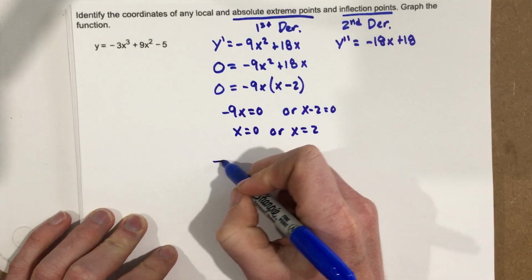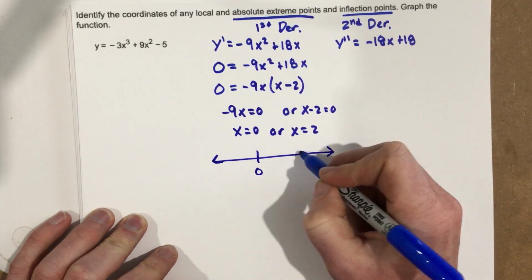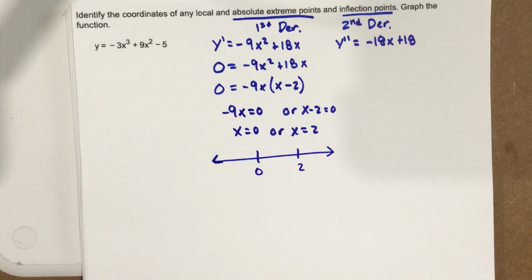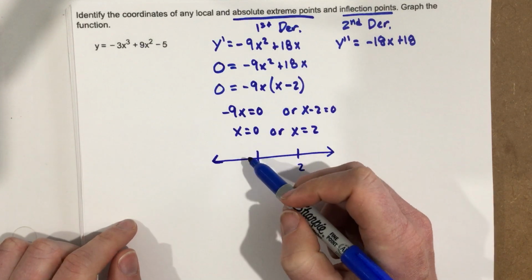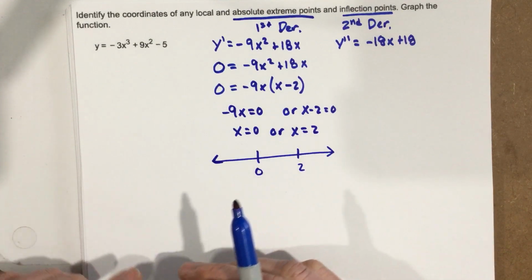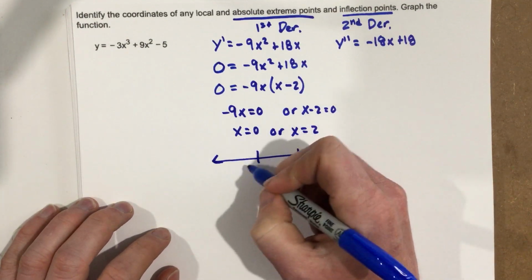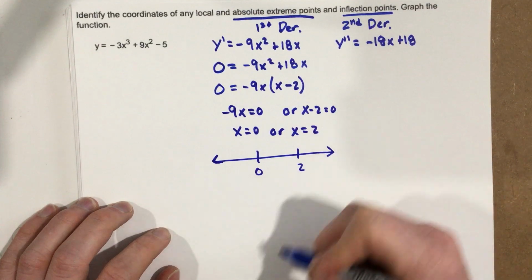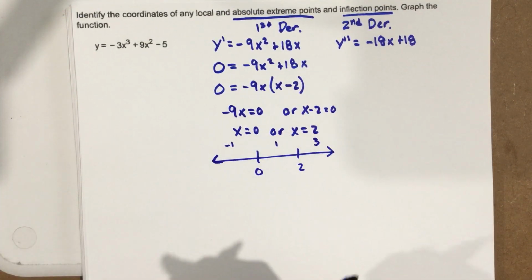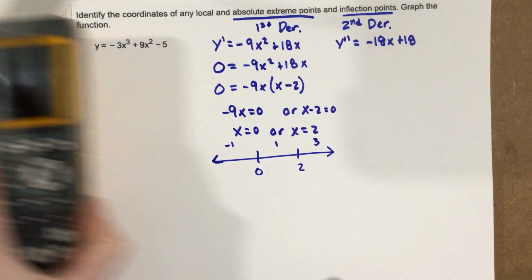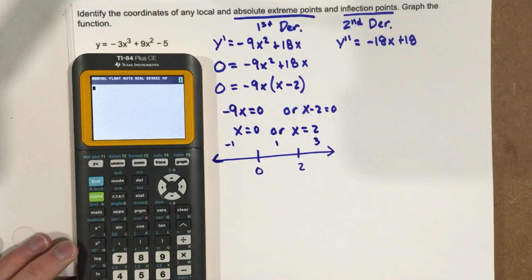Now we draw a number line, mark 0 and 2, and we're looking to see, are these minimums, maximums, neither? And we want to know, where is this thing increasing and decreasing? So we're going to pick numbers left of 0, between 0 and 2, and right of 2. So I'm going to pick negative 1, 1, and then 3. Now I'm going to use my calculator to figure this out. I think that's probably the best use of your calculator.